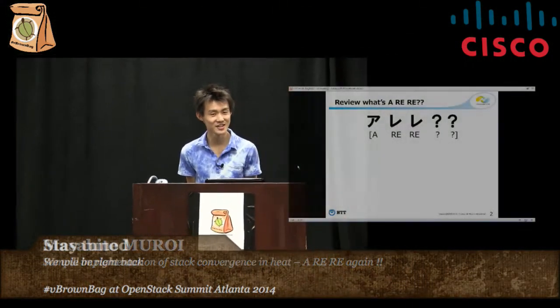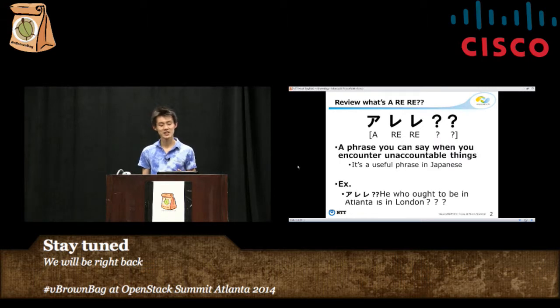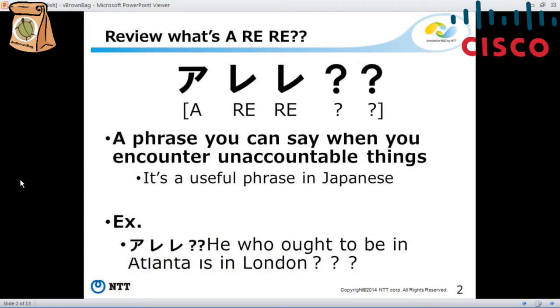First of all, do you remember "Arra"? It became a very famous word in OpenStack from the last summit. It's a phrase you can say when you encounter an unaccountable thing. It's a very, very useful phrase in Japanese. For example, "Arra, he who ought to be in London is in Atlanta." Oh, it's different. Anyway, let's start my presentation for OpenStack.